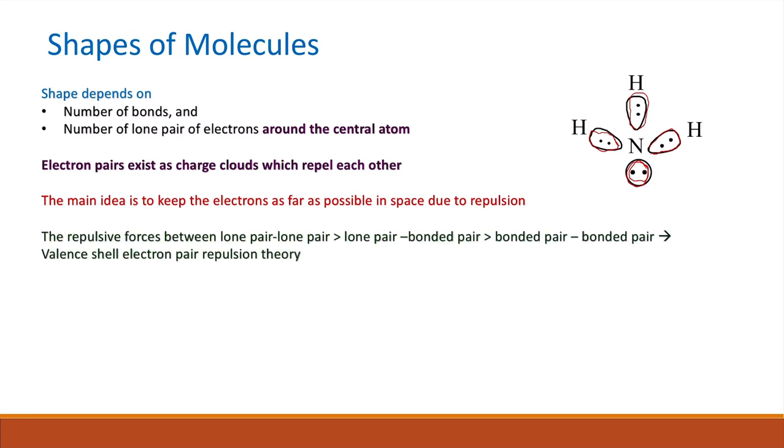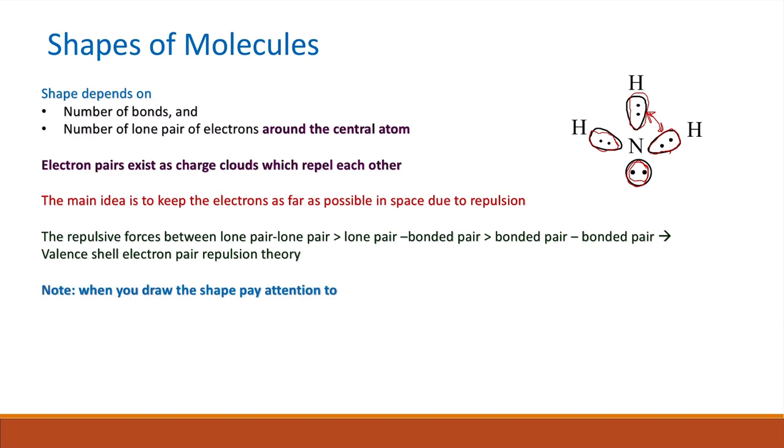The repulsive force between the lone pair and lone pair is greater than the repulsive force between the lone pair of electrons and the bonded pair, which is greater than the repulsive force between the bonded pair and the bonded pair. And that is what makes the shape of the molecule. So you need to know exactly how many bonded pairs are there and how many lone pairs are there in the shape in order to predict the shape of the molecule.